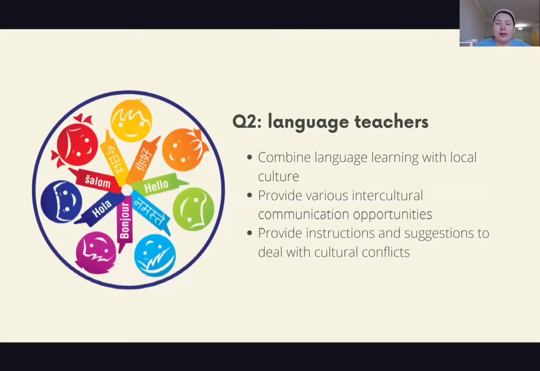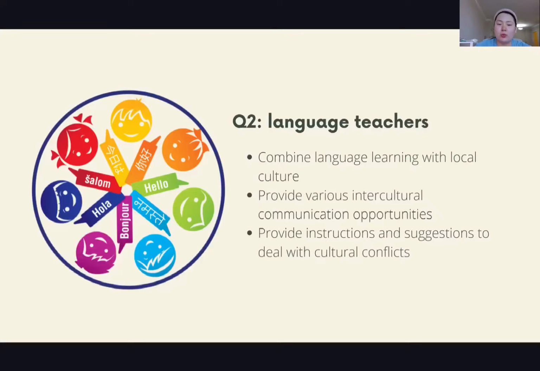And then is my findings for research question 2. They are for language teachers. In general, I have 3 suggestions for language teachers. The first is combine language learning with local culture. International students always take language lessons when they come to universities. This is also the first time they learn and live in a different cultural environment. So language teachers are expected to combine some local culture or school culture to help students adapt to the new environment. The second is provide various intercultural communication opportunities.